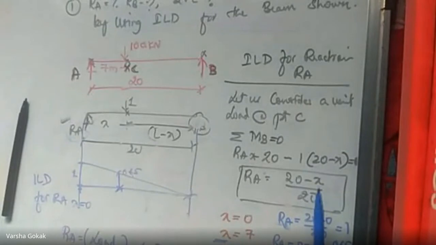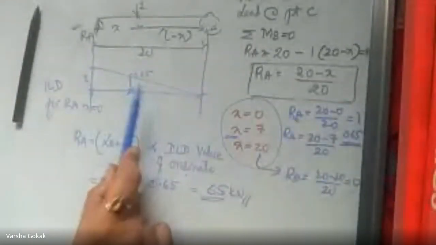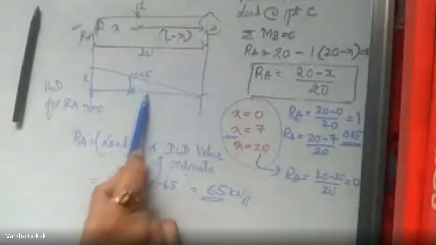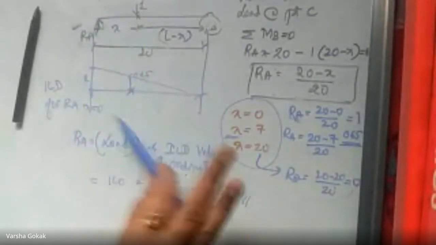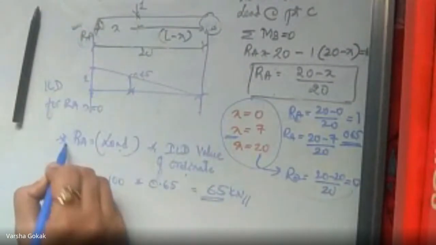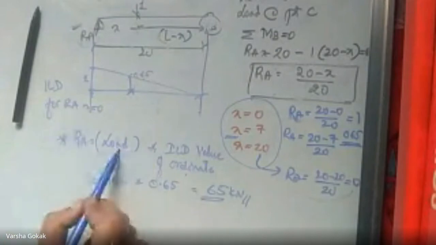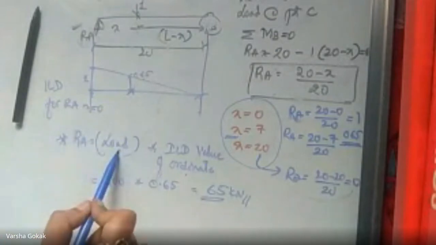Now for this, I will find the value of RA at 3 points. That is at X equal to 0, at X equal to 7, and at X equal to 20. And get the values of RAs. That is 1, 0.65 and 0. And plot that. So this is your influence line diagram for RA. This is for RA alone. Okay, we have to do still for RB. And if I want to calculate that value of RA, that is the reaction of RA, it is calculated as the external load that is present on the beam that they have given us.